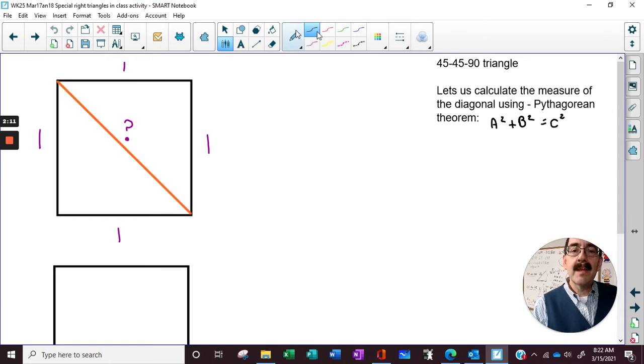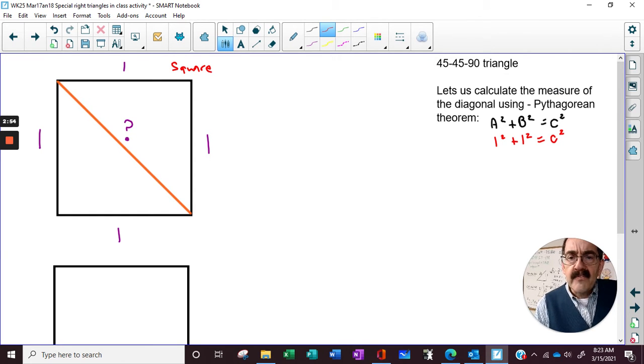On your paper, you have a square box. Okay, so we have a square. And it's 1 unit by 1 unit by 1 unit by 1 unit. We want to calculate the measure of the diagonal. And we can do that using the Pythagorean Theorem. So, pause the video and do 1 squared plus 1 squared equals c squared. Okay? Go. Pause the video. Go.